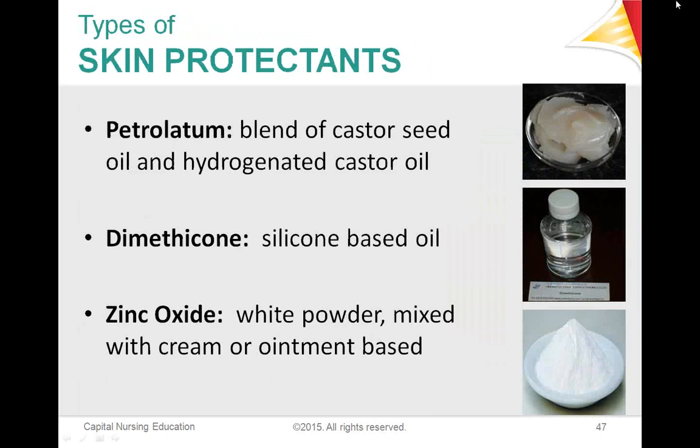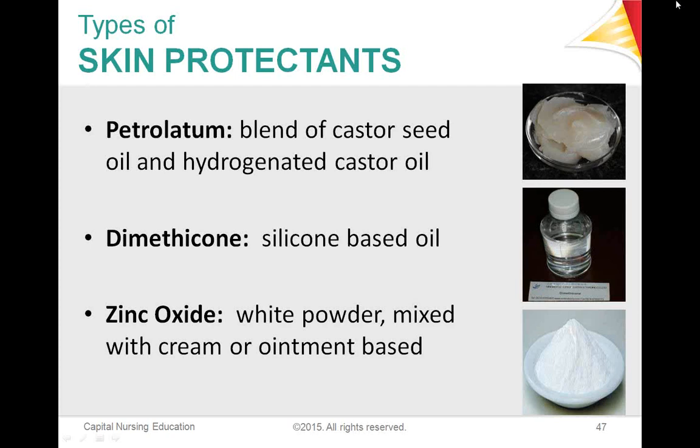Three types of skin protectants that are frequently used are petroleum, dimethicone, and zinc oxide. All of them are very, very effective. I find the big difference in these three products to be the ability to assess the skin underneath without fully removing the product. Because if you use zinc oxide, for instance, it's mixed with a cream or an ointment, it's difficult to get off the skin to really see what's happening to the skin underneath. And sometimes aggressively trying to remove that causes more skin damage.